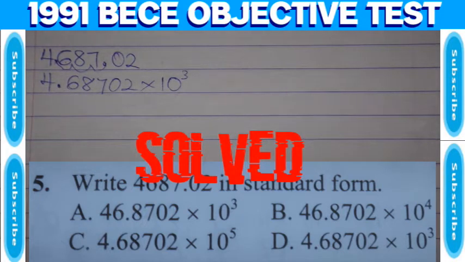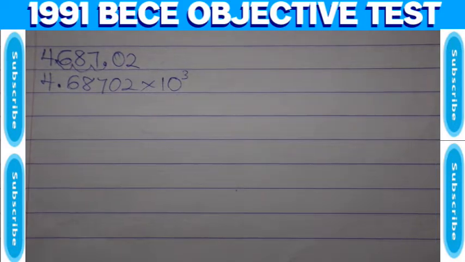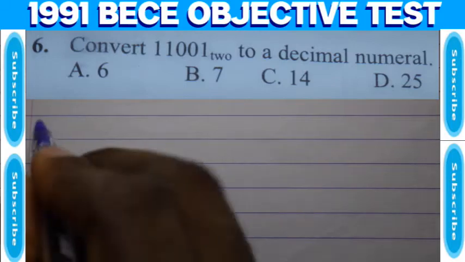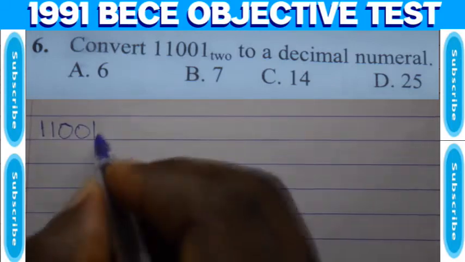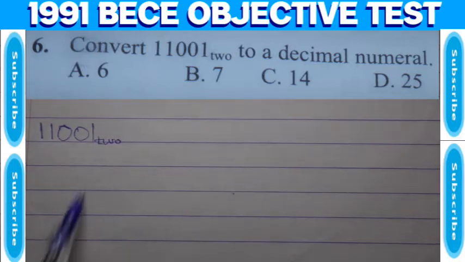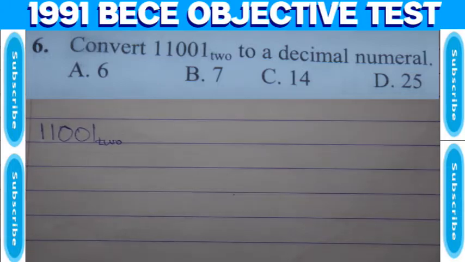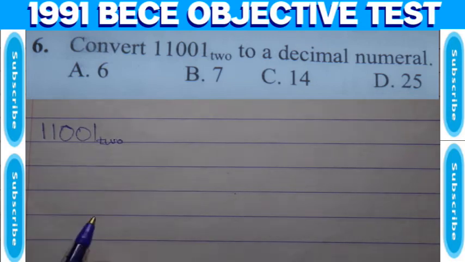Now let's move on, take a look at question 6. Here is what we have. We have 11001 base 2. And then we are converting this to a decimal numeral. So to convert a base 2 value to a decimal numeral, this is how we go about this particular one.